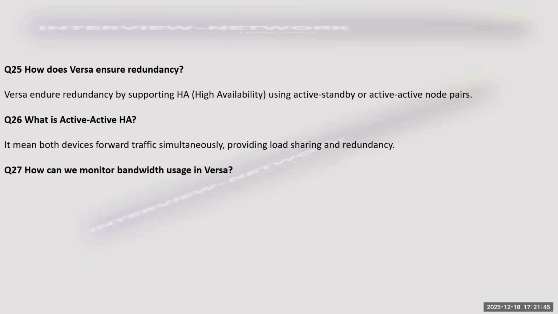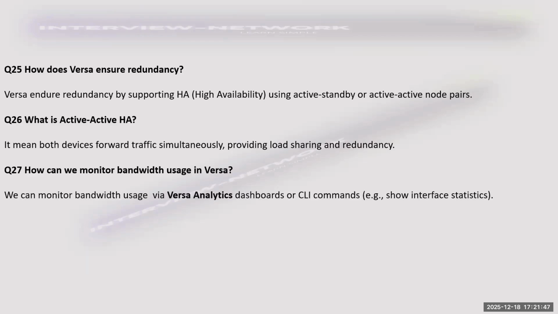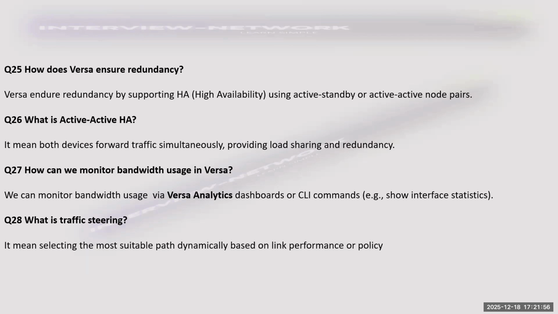How can we monitor bandwidth usage in Versa? We can monitor bandwidth usage via Versa Analytics, the dashboard, or the CLI command show interface statistics. What is traffic steering? It means selecting the most suitable path dynamically based on link performance or policy. What exactly does this mean? Whenever you have multiple paths, for example MPLS and internet, and you want to steer traffic for each application, if the MPLS link is not performing as per the requirement, then you can move the traffic to the internet link.